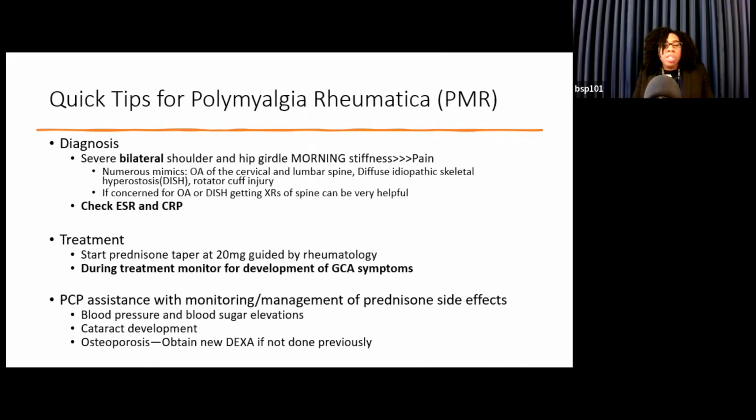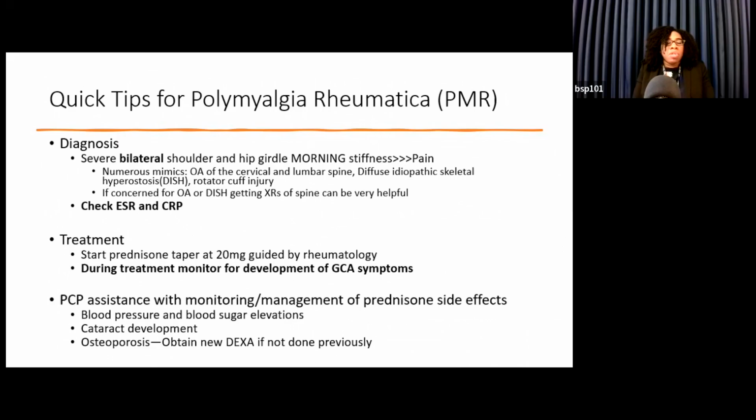So can't talk about GCA and not talk about PMR. So I wanted to briefly go over PMR. As you guys know, the diagnosis involves patients with significant bilateral shoulder as well as hip girdle symptoms, in particular morning stiffness. And the stiffness is actually more significant than the pain. They may have some pain, but the stiffness should outweigh the pain because there are a lot of different mimics that can also cause stiffness or pain in those same areas, in particular osteoarthritis of the cervical spine and the lumbar spine, as well as diffuse idiopathic skeletal hyperostosis, DISH, and then rotator cuff injuries.